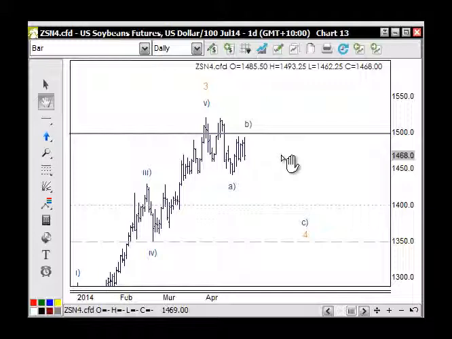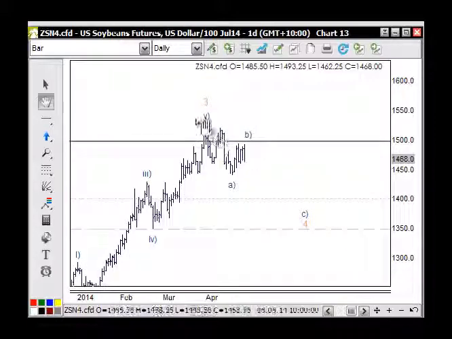pattern that I understand, and that would be, if I got the wave count correct, then we should actually see a wave fall back to the 1350 here. But anywhere between the 1400 and the 1350 here is a likely place for its previous support.